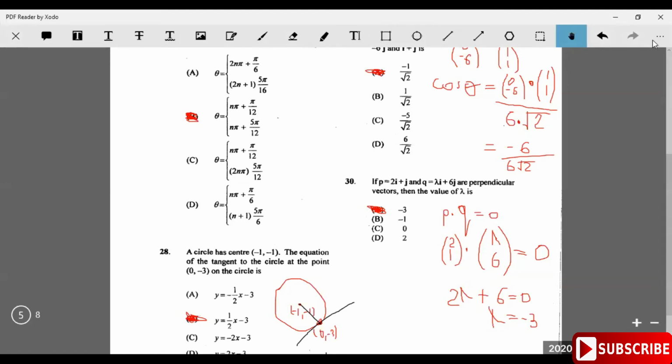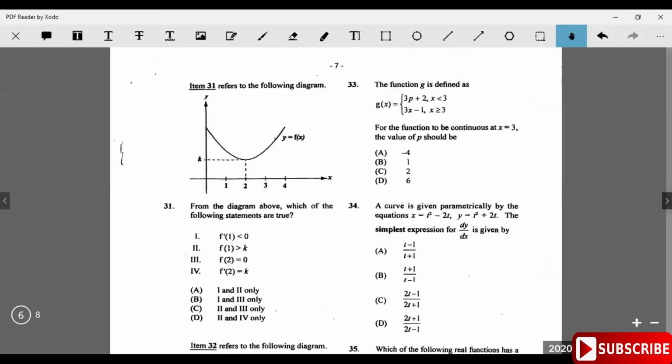All right, so now, as we know, 15 questions come from module 1, 15 come from module 2, and now we reach the best module of unit 1, which is module 3. So it says, from the above, which of the following statements is true?